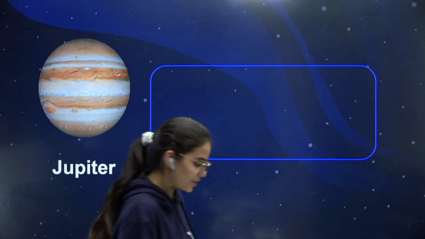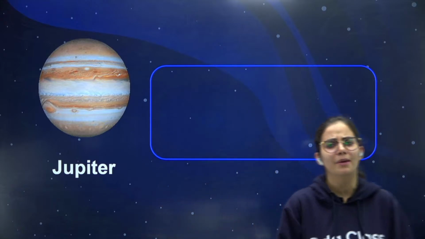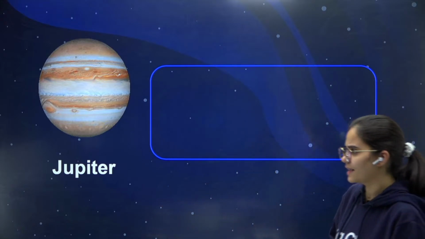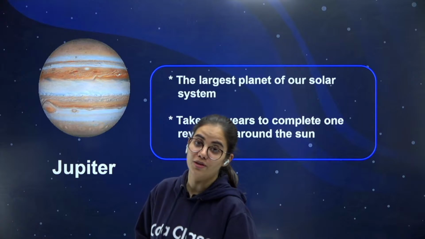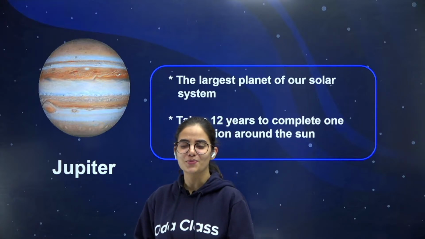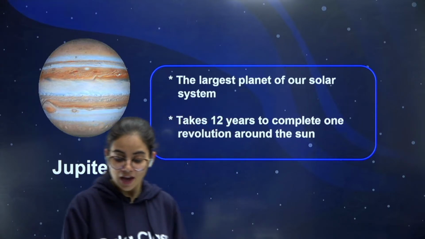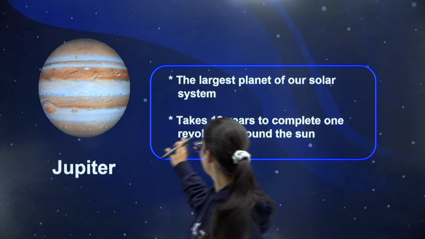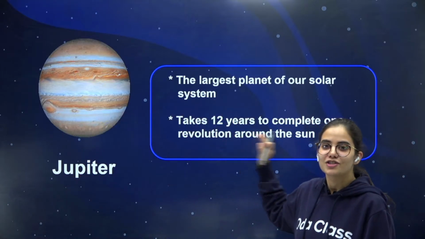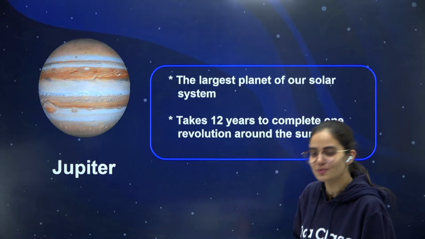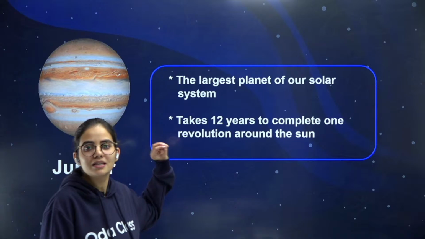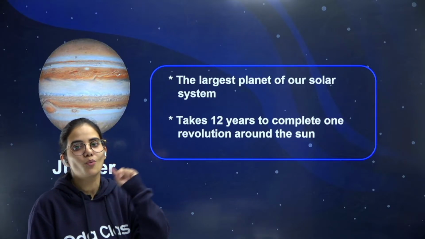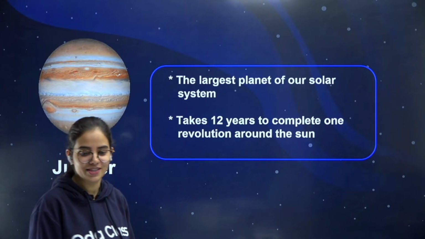So moving on, what's very specific about this planet? Yes, there can be multiple things, but when it comes to the size of this planet, it is the largest of them all, just opposite to Mercury because it's the smallest one. So Jupiter is the largest planet in the solar system. It takes around 12 years to complete one revolution around the sun.